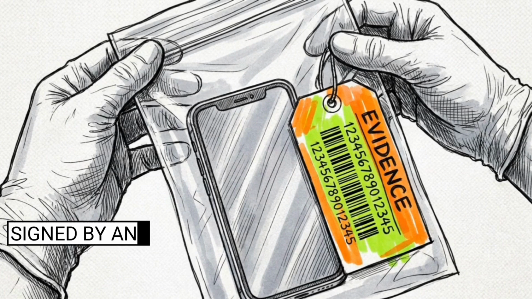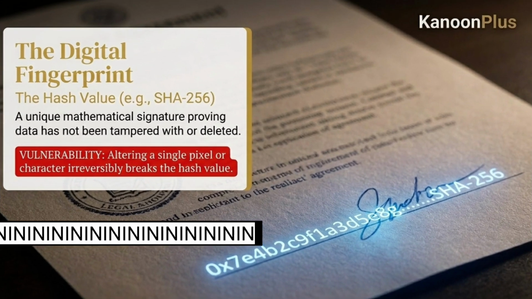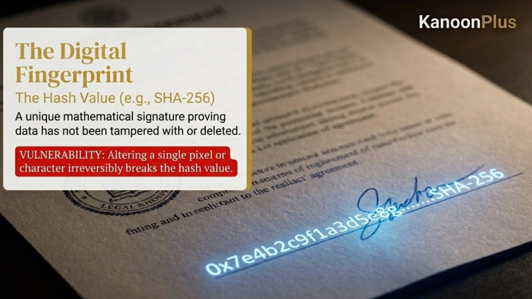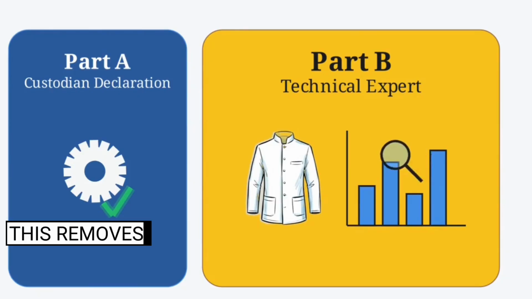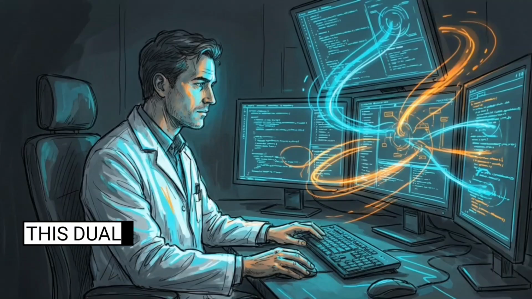Part B adds a critical technical requirement to the certification process. This part must be signed by an independent technical expert. The law specifies that this person should be an examiner of electronic evidence, as recognized under Section 79A of the Information Technology Act. The expert's role is to verify the technical integrity of the device and the accuracy of the data extraction. This removes the court's total reliance on the custodian's own declarations. This dual certification structure separates physical possession from technical verification, requiring both before the evidence is even considered for admission.